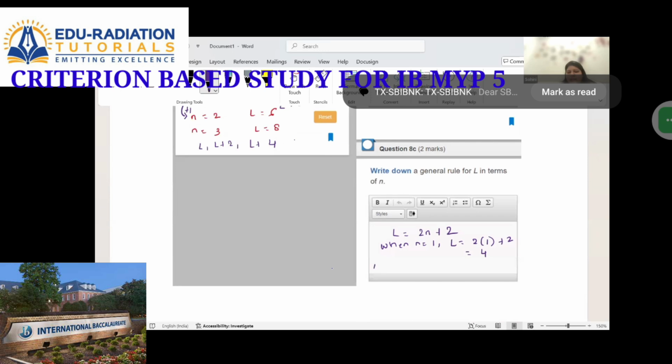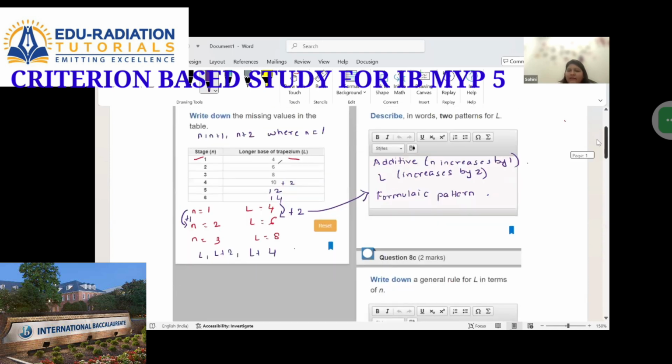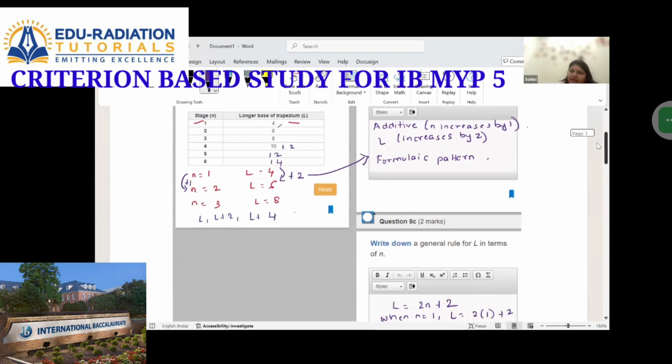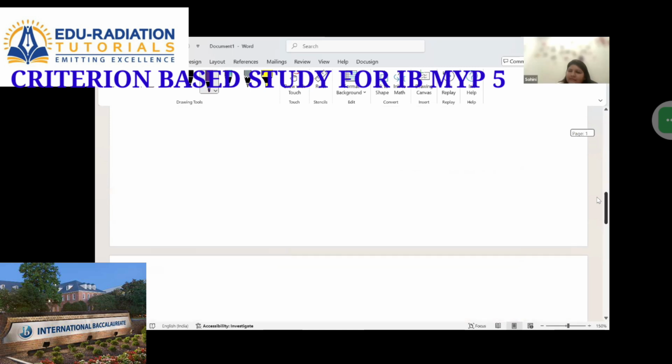So I can write L is 2 times 2 plus 2. That becomes 6. So is my relationship verified? Yes, it's verified. 1 corresponds to 4, 2 corresponds to 6. Right? That is where your question comes. Am I clear with this part?